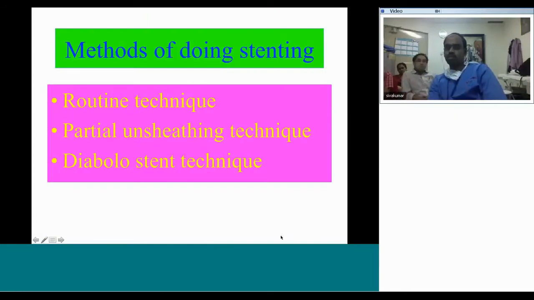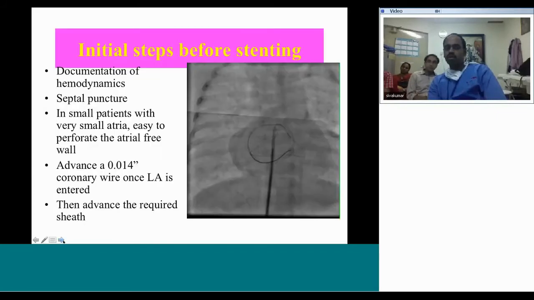Now comes the methods of doing the stenting. There is something called the routine technique. There's another technique called the partial unsheathing technique. And the third is the diabolo stent technique. I'll go into all the three. What is the routine technique? First, you do the septal puncture.